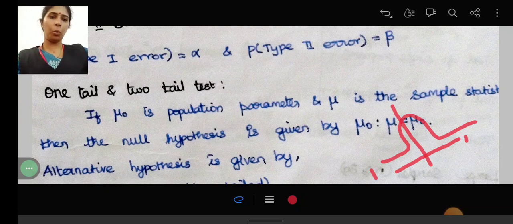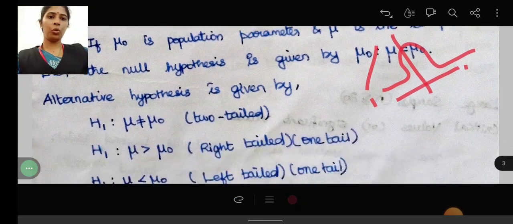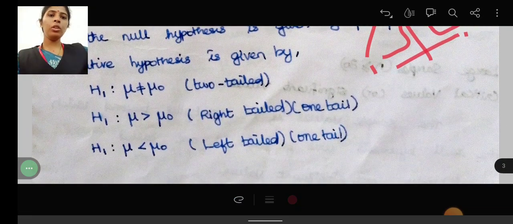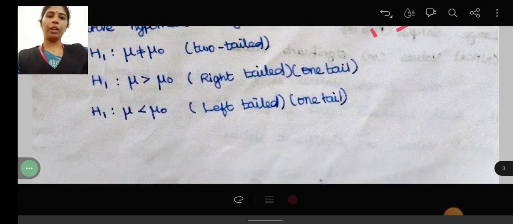If mu naught is the population parameter and mu is the sample statistic, then the null hypothesis is given by H0: mu equals mu naught. For H1, if mu is not equal to mu naught, then it is two tailed. If mu is greater than mu naught, we call it a one tail test, right tail test. When mu is less than mu naught, we call the test a left tail test.